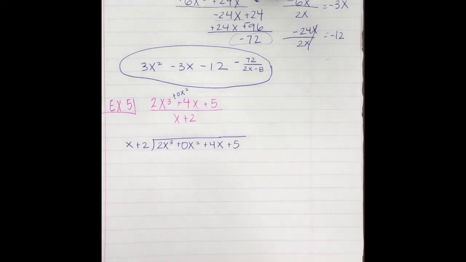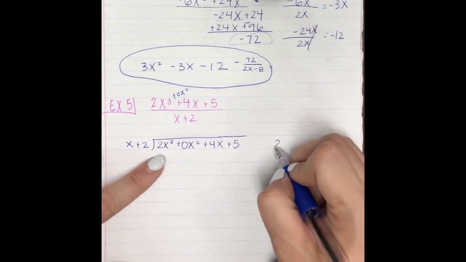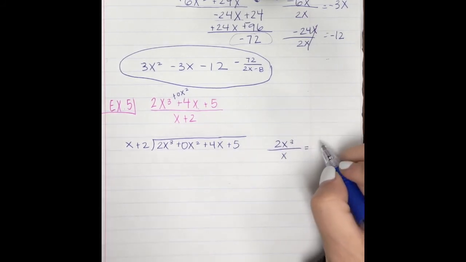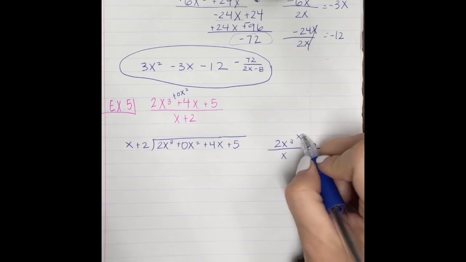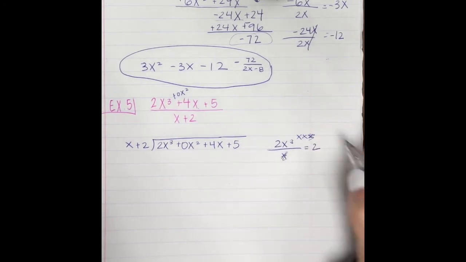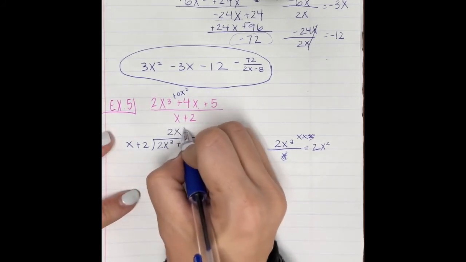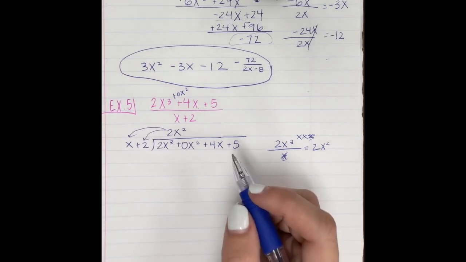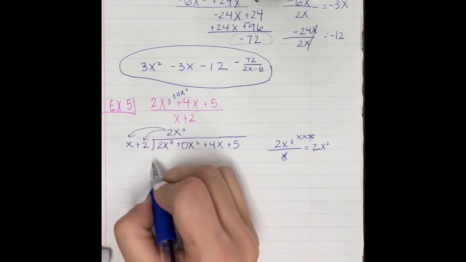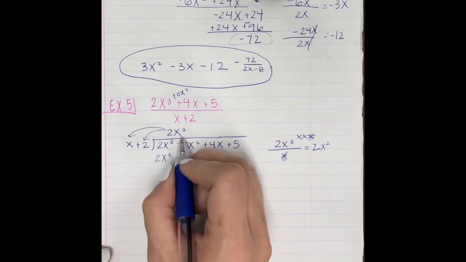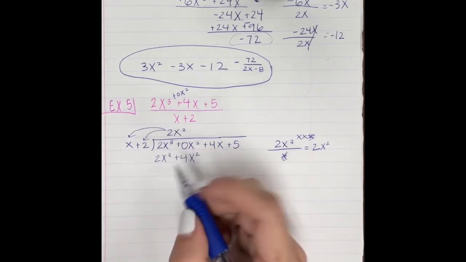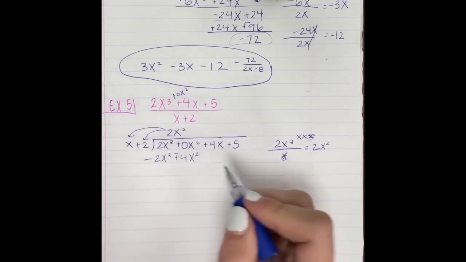Okay, so we're going to divide our leaders. 2x cubed divided by x. 2 divided by 1 is just 2. And if we have 3 x's and you cancel out 1, then you're left with x squared. So we have 2x squared. We're going to distribute both of those. So 2x squared times x is a 2x cubed. 2x squared times 2 is a 4x squared. And we're going to subtract, so we're changing the sign on both.